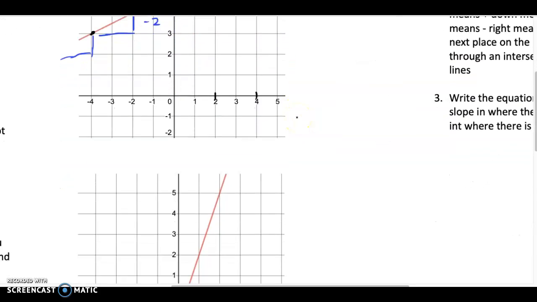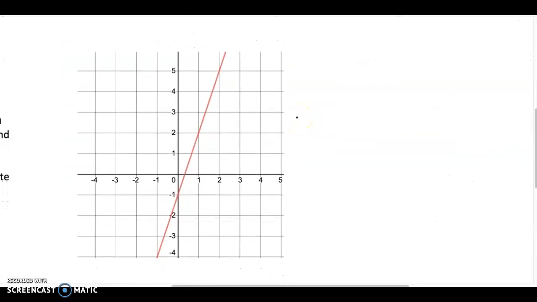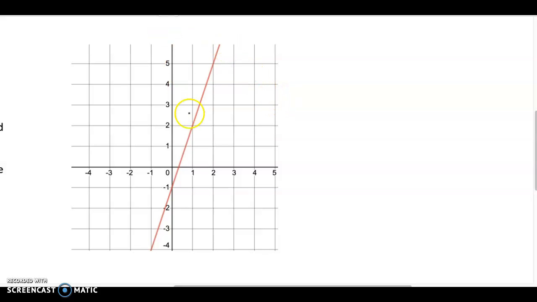So let's go ahead and do this one down here. Following the same steps, I find where it crosses the y-axis. So there it is at negative 1. So my b is negative 1. Now I've seen my slope. So let's identify our other points. So here's an intersection point. There's an intersection point. And there's one right here too.